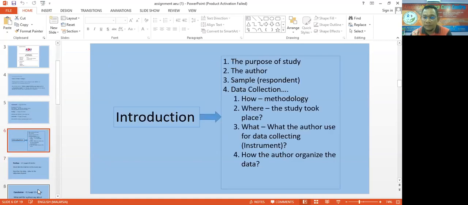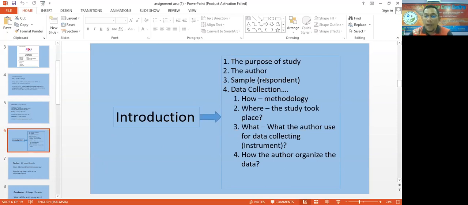If you want a better mark, I think you had better refer to what I gave you. The purpose of the study, who is the author, and the sample. The sample means who the respondents of the research are, and how they collected the data. Firstly, what is the methodology? In any academic research, it is a must to have a methodology. Remember that. Either it's qualitative, quantitative, or mixed mode.